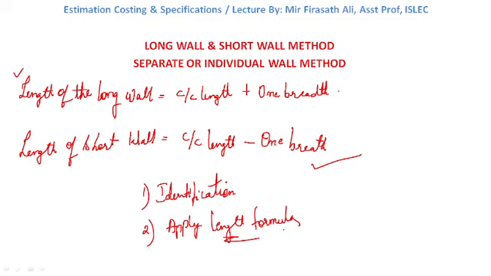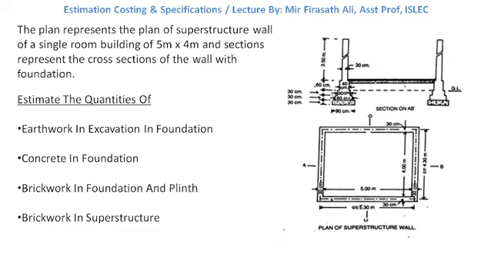Now let us see one example on long wall and short wall method, how to solve a given problem based on it. This is the question given to you. The plan represents the plan of superstructure wall of a single room building of 5 meters into 4 meters, and the section. What are the dimensions of the rectangular plot? 5 meters by 4 meters. You can see it over here, this length is 5 meters and this length is 4 meters, and the section represents the cross section of the wall with foundation. What we need to do?